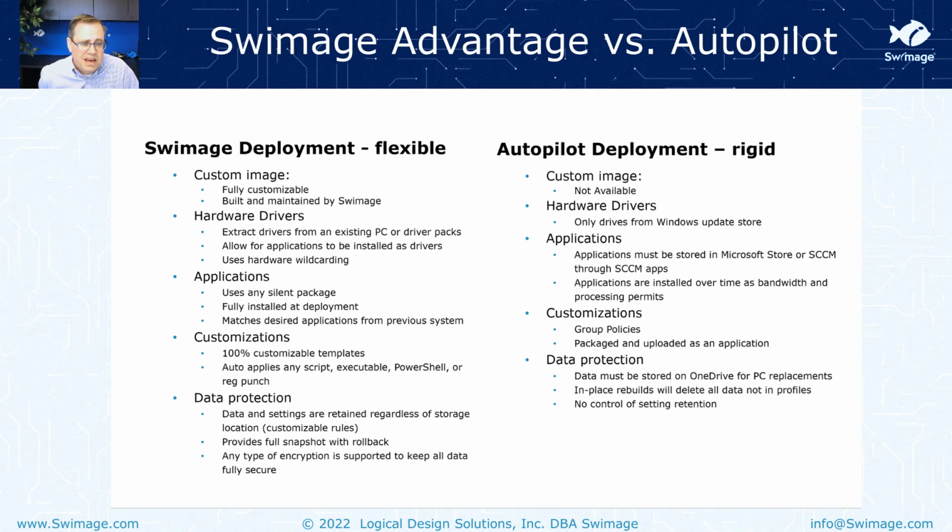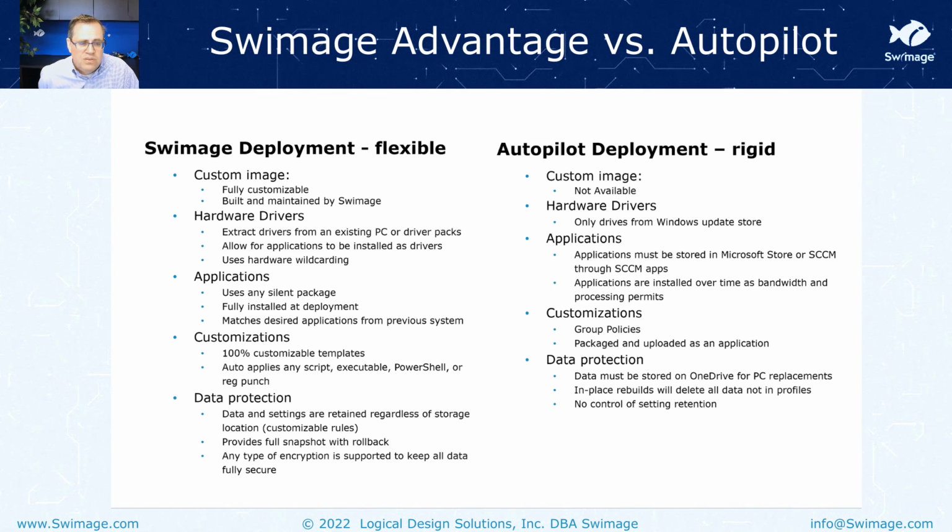It detects where the data is at based on rules. It keeps data where it's located. If you want to migrate data with Swimage, say I want to go from localized data to OneDrive, you can do that. If you're already in OneDrive, Swimage can handle that. And it'll migrate data wherever, however you want.